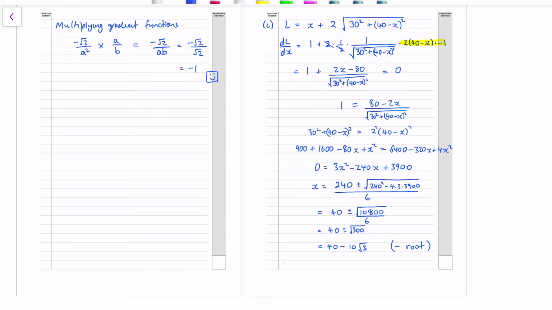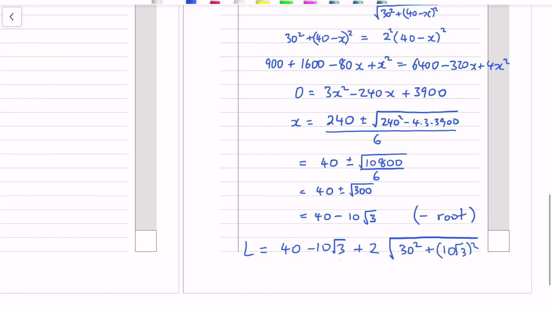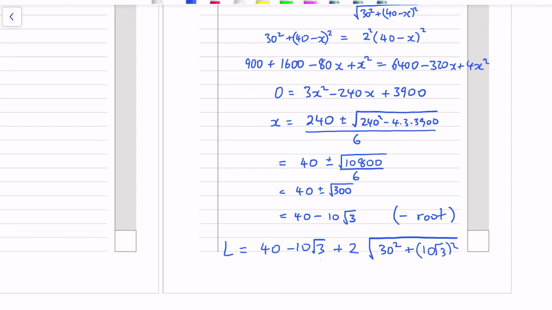And then we want the length of road by substituting in, so we've got 40 minus 10 root 3. I'm subbing x back into my first length equation, plus 2 lots of the square root of 30 squared plus 40 minus x all squared. And 40 minus x is going to be 10 root 3 all squared. Okay, and if I work out that stuff under the square root again, bear in mind that this problem here, you'd have about 20 minutes to do it in the exam. It's quite a big problem.